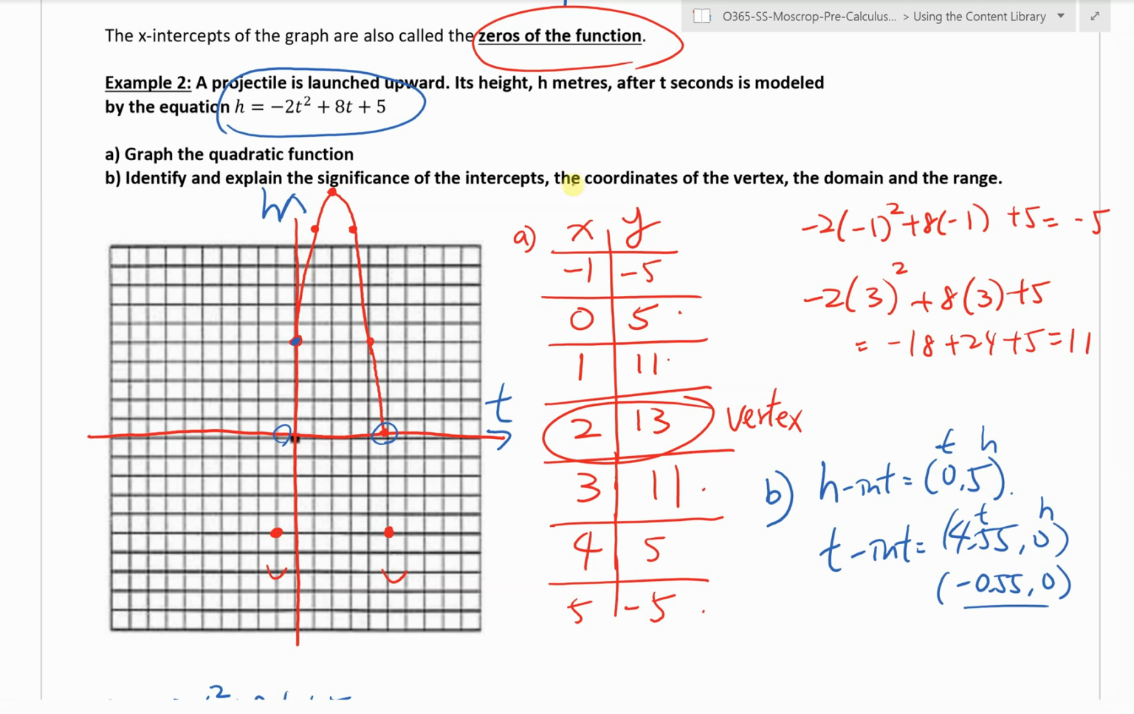Okay, next, the coordinates of the vertex. The vertex we found was 2, 13. Okay, because again, this is right in the middle between these two points of the same y values. So I know for sure that has to be the vertex. Okay, domain and range.